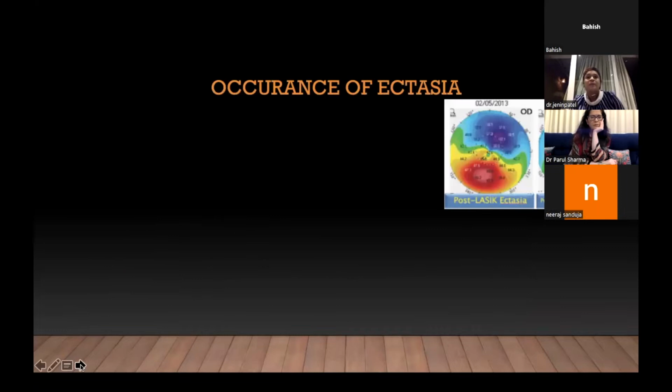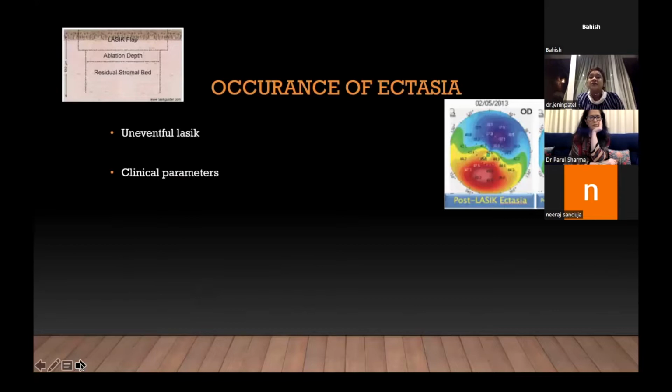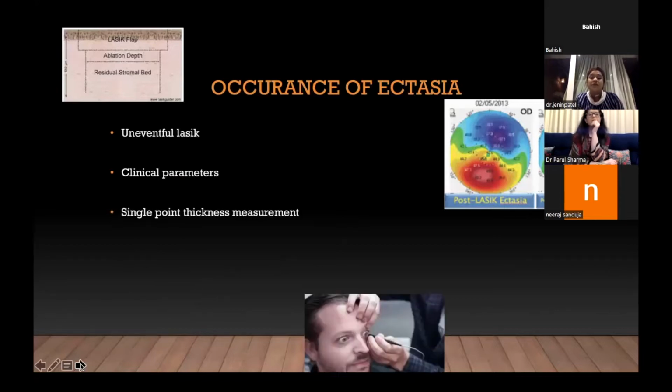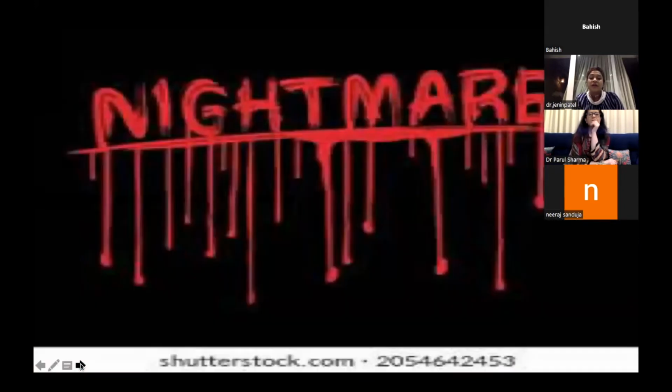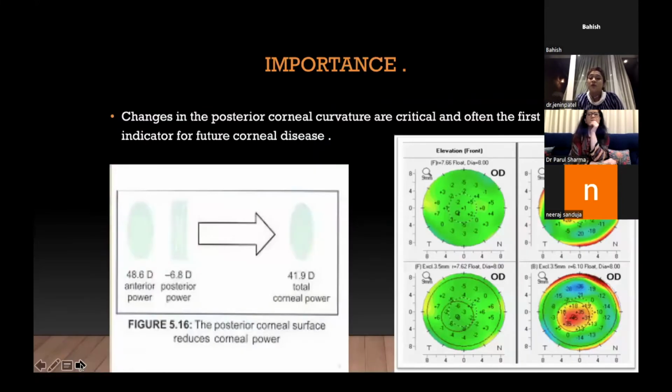Having said this, even though we had a perfect surgery, a perfect pre-op evaluation, and all our parameters in place, we saw a sudden surge of ectasia in these patients. Though there must have been multiple reasons for the sudden surge of ectasias, it definitely brought to light that there was something possibly missing. It became a nightmare for all the surgeons. What came to light was that changes in the posterior corneal curvature are critical and often the first indicator of a future corneal disease.